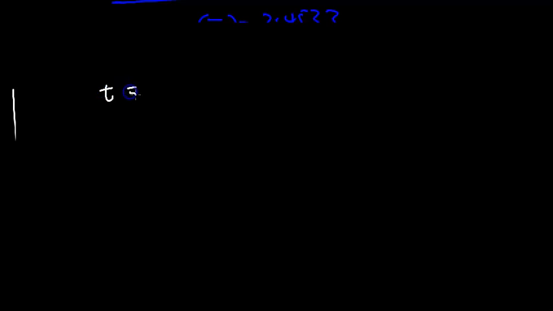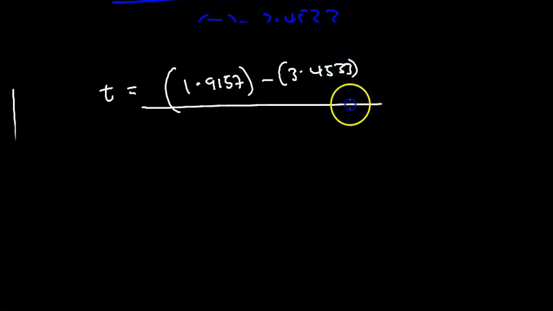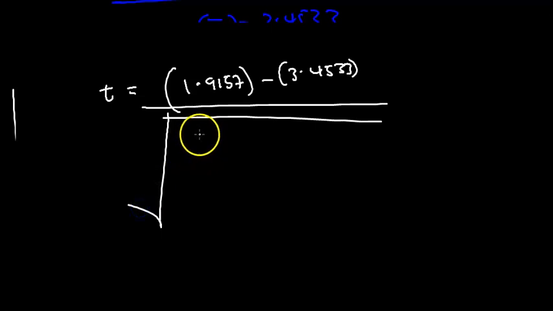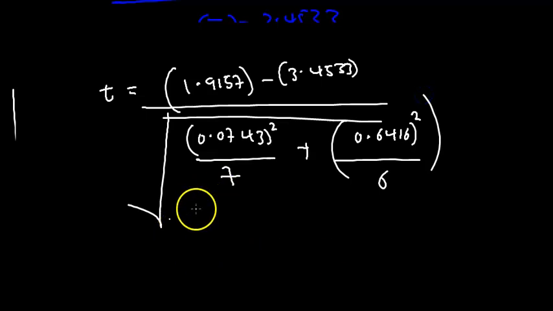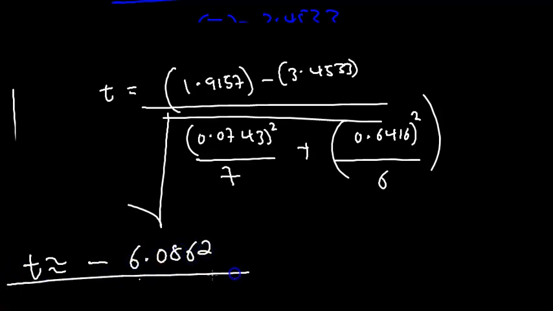So, let's say the t-statistic is simply going to be the bracket of 1.9157 minus 3.4533. We divide by the square root, as you saw there, of 0.0743 to the power of 2 divided by 7. You plus everything by 0.6416. Remember to put the square root, divided by 6. I promise you, if you punch everything on the calculator, your final answer must be negative 6.0862. This is the t-statistic value.